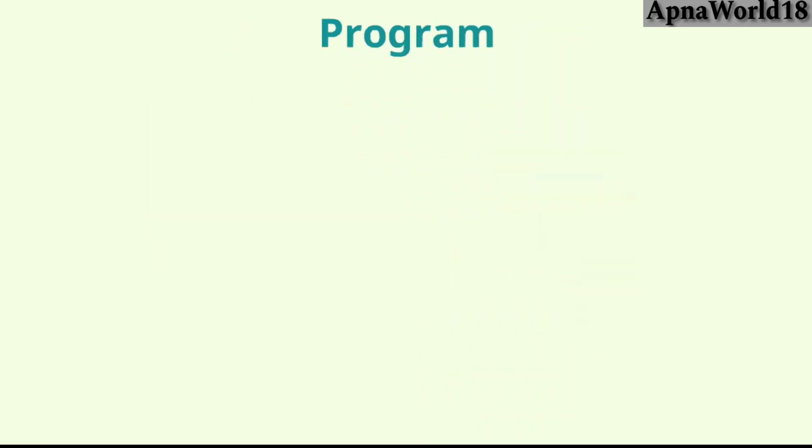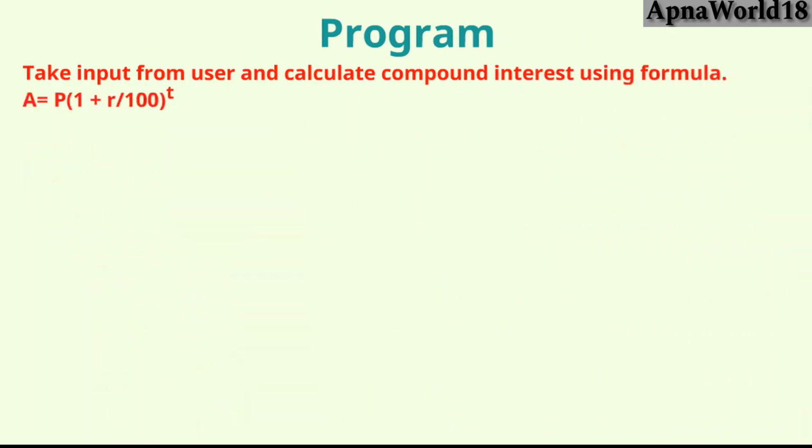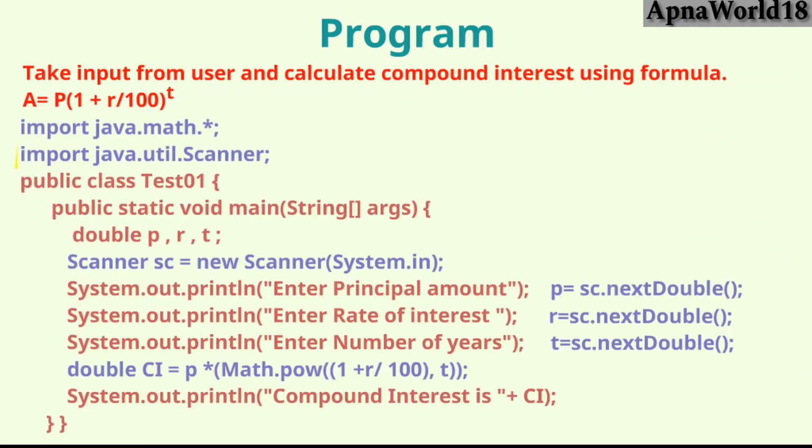Let's rewrite the programs we wrote earlier to calculate the compound interest using this formula. But this time, we will take input from the user. We will import the java.util package along with math and then create an object of the Scanner class. Then we will ask the user to input the principal amount, rate of interest, and number of years. Our expression for calculation and printing remains the same as last time.